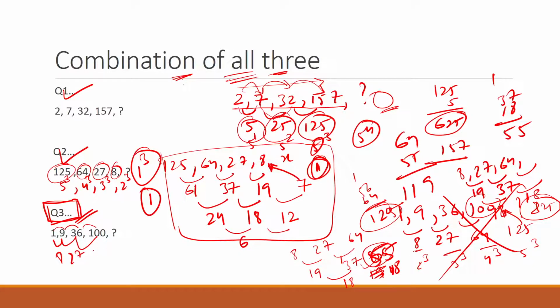36, and this will be 64, 4 cube. Next term is 5 cube. 5 cube will become 125. 125 plus 100 will give you 225, your answer in this case.